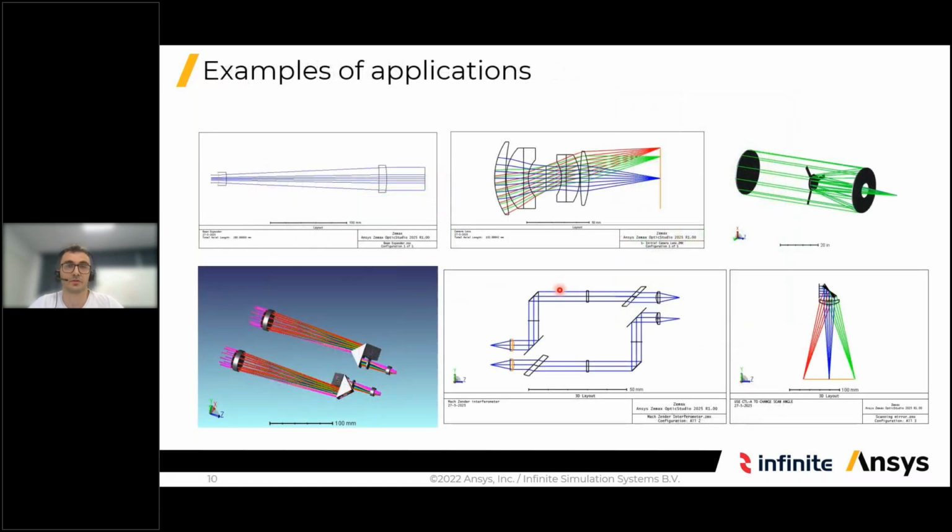So here are some examples of applications of Zemax, of sequential ray tracing. You can design cameras, binoculars, but you can also think of telescopes, like with mirrors in it, or scanning beam devices like lithography machines, but also interferometers and beam expanders.